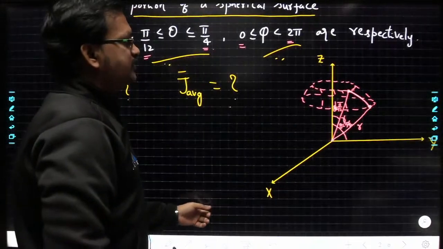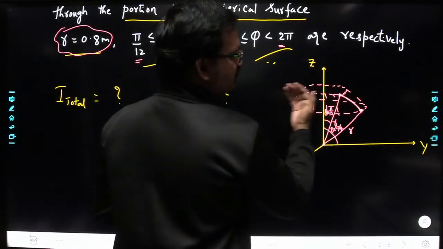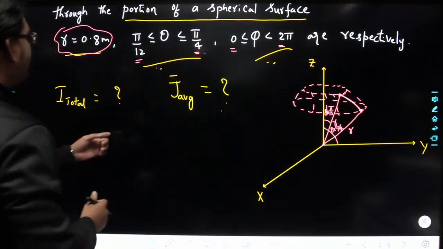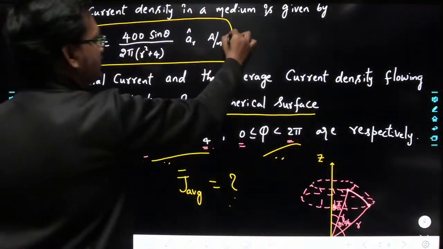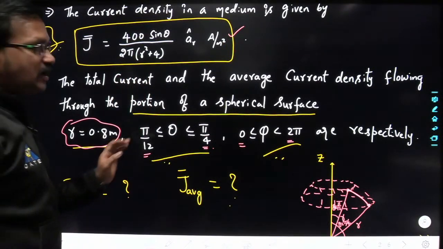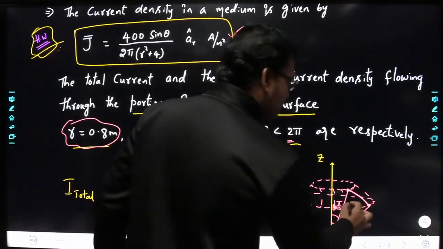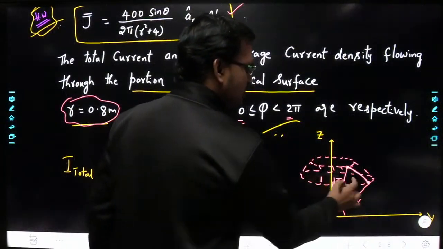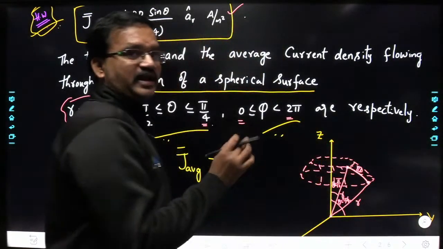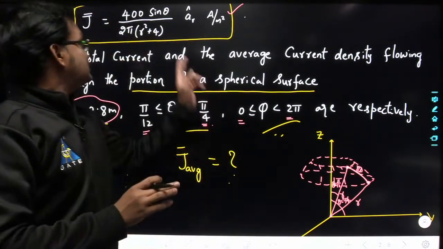Now they are asking for the total current that is flowing through the surface of this region, and they have given the current density. What do you mean by current density here? Current density is nothing but the current that is penetrating per unit area. So if you consider a small differential area over this surface, the current that is penetrating per unit area is nothing but Z bar.